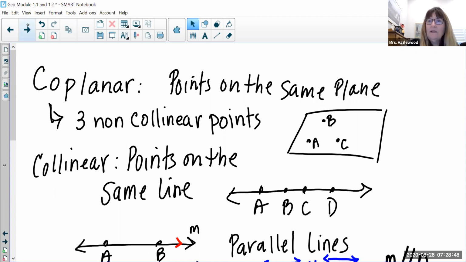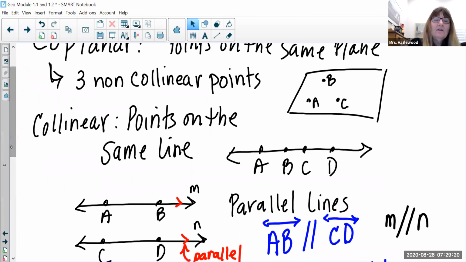All right, collinear and coplanar were in the video as well. Again, these vocabulary words are essential, or I would not be going over them again. You need to know the vocab. Coplanar, once again, just means points on the same plane. So I can see that A, B, C are coplanar points. They're points on the same plane. And they're non-collinear. Collinear are points on the same line. So I know A, B, C, and D, they're all on the same line. That's collinear.